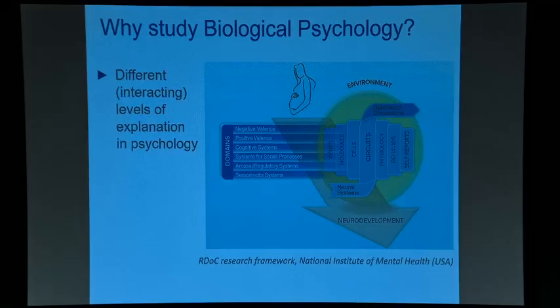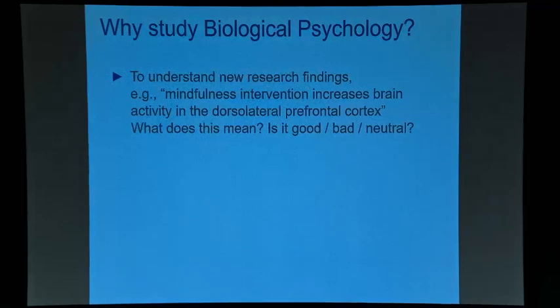Okay, so in terms of why it's useful to study biological psychology, one place where I've found it useful is understanding new research findings, where neuroscience is more and more related to how we understand human psychology. One example is if you read an article in the news that's just come out that says a new study discovered that a mindfulness intervention increases brain activity in the dorsolateral prefrontal cortex, there's a question of what does that actually mean? Is that a good thing? Is it a bad thing? Is it completely irrelevant for our understanding of mindfulness?